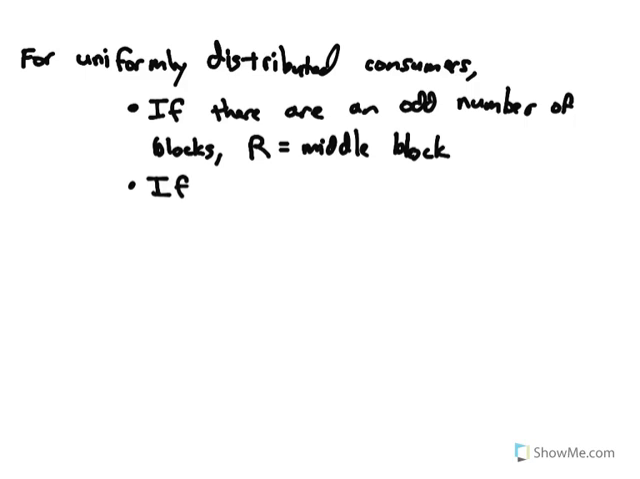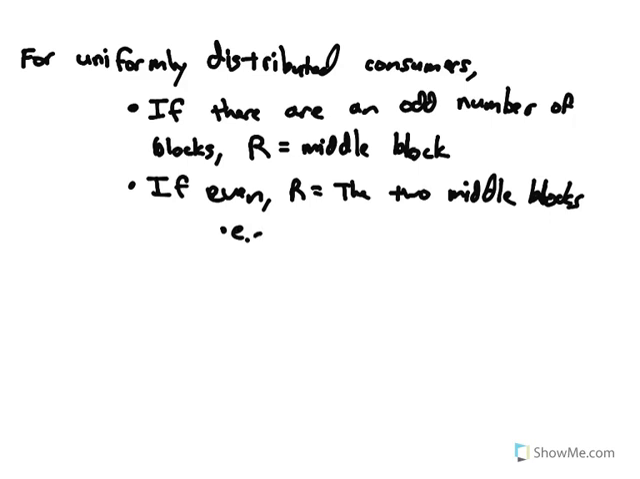And if there's an even number of blocks, R equals the two middle blocks. For example, if there were 10 blocks, R equals block number 5 and 6, okay? Because there would be 4 blocks to the left of 5, 4 blocks to the right of 6, and 5 and 6 represent the two middle blocks in that case.